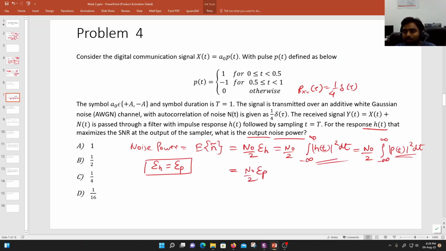I will give you the result by calculating E of p. You can verify after this class that E of h and E of p are the same, as we have drawn in the previous problem. So calculate E of h, and I am calculating E of p.